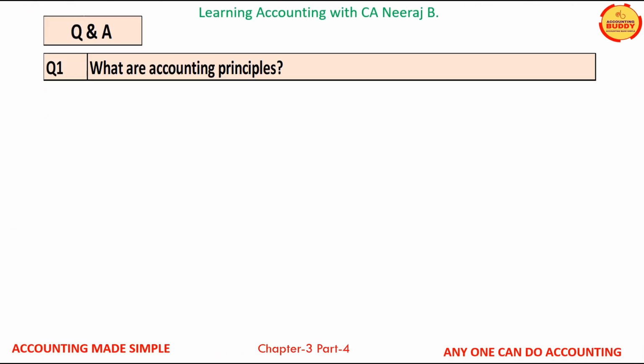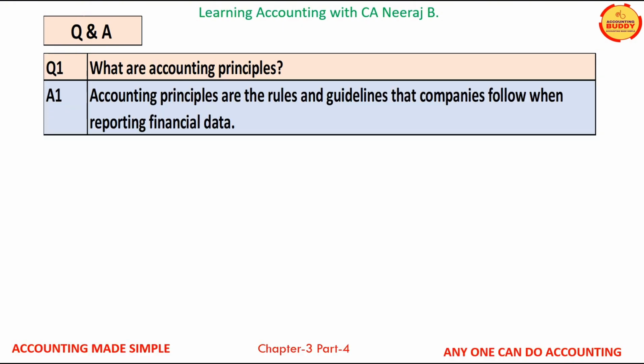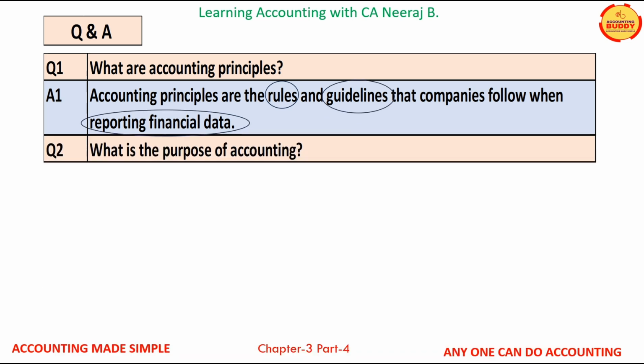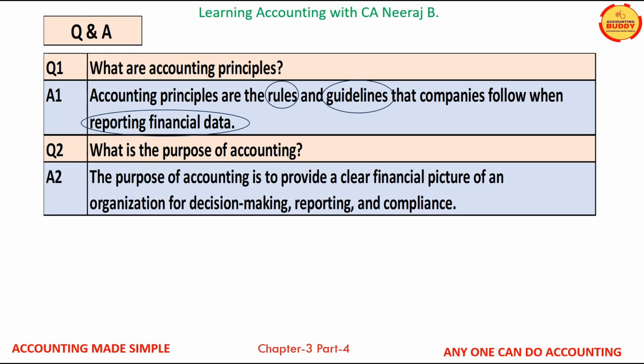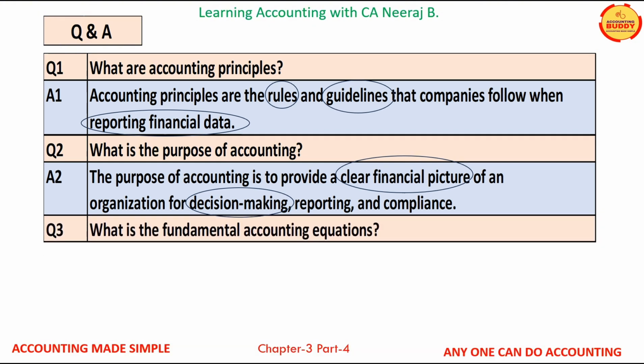Question number one on your screens is, what are accounting principles? The answer is, accounting principles are the rules and guidelines that companies follow when reporting financial data. Question number two, what is the purpose of accounting? Answer, the purpose of accounting is to provide a clear financial picture of an organization for decision making, reporting, and compliance.